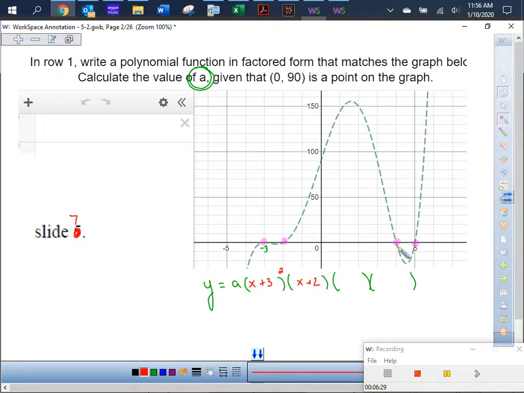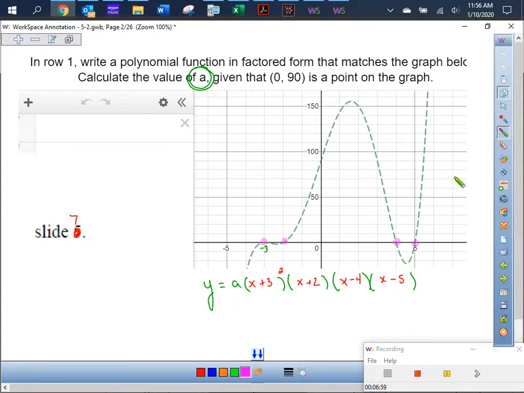And then over here, this is at 4, so we'll have a group of (x - 4). It's to the first power because it crosses over, and this is (x - 5) because that's got a 0 at 5, and it's also to the first power. So this is almost the answer that they want. The only thing that we don't know is this A value right here.